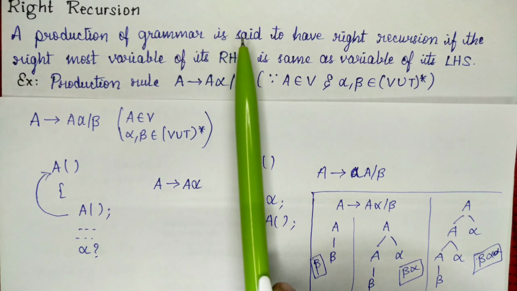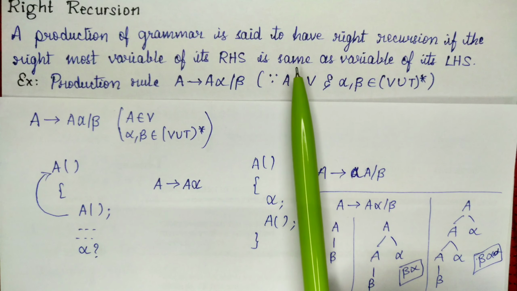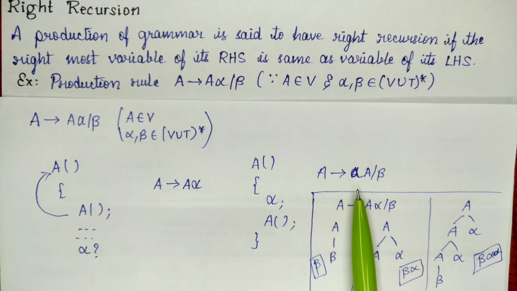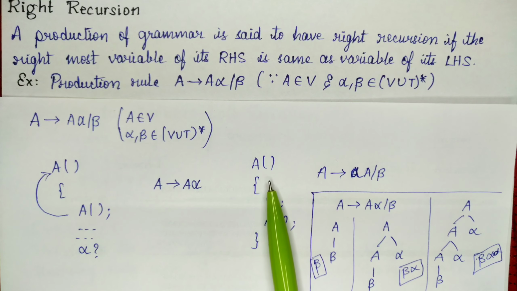A production of grammar is said to have right recursion if the rightmost variable of its RHS is the same as the variable of its LHS, like A produces alpha A or beta. So if we need to call the A function, firstly alpha will be executed and then the A function will be called. So there will not be any problem.